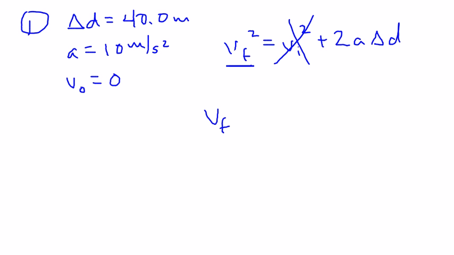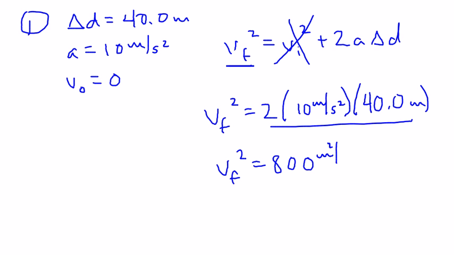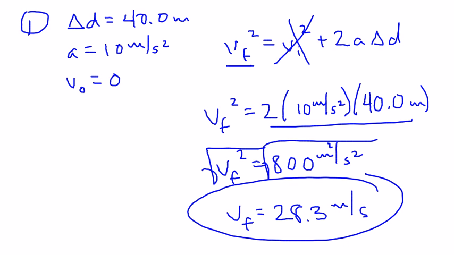So we get VF squared equals 2 times 10 meters per second squared times 40.0 meters. When we multiply these three things together, we get VF squared equals 800 meters squared per second squared. And then if we go ahead and square root that, we'll get our answer, which is VF equals 28.3 meters per second. That should be your answer for number 1.